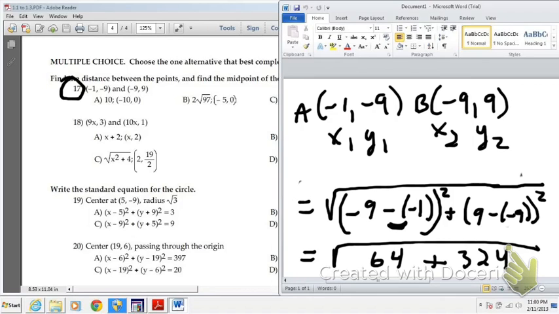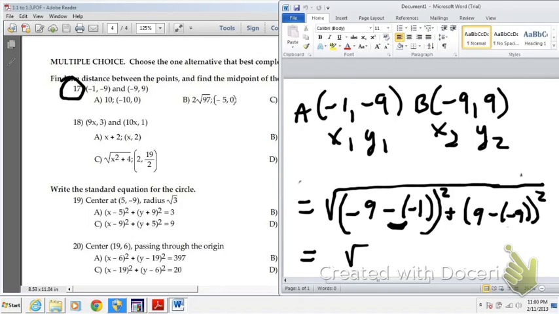But now 324 plus 64 is 388, right? So basically, long story short, we'll be arriving at the square root of 388. Now if you go over here and look at your answers, none of those answers say the square root of 388. So you got a couple options.